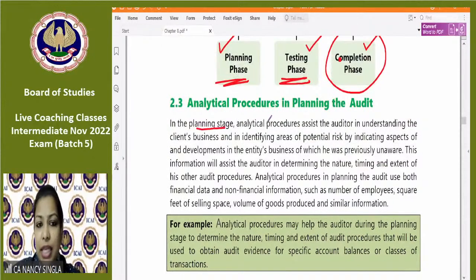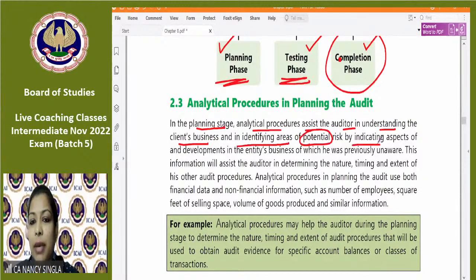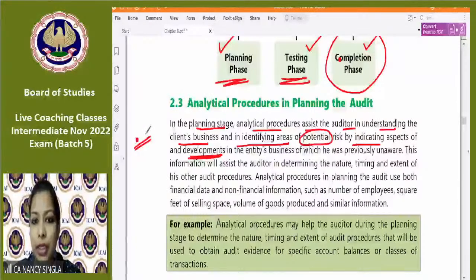In the planning stage, analytical procedure assists the auditor in understanding the client's business and in identifying potential likely risk by indicating aspects and developments. You can write here. Maybe I will not be able to write. I don't know what the problem is. So you may write the example of an event management company.